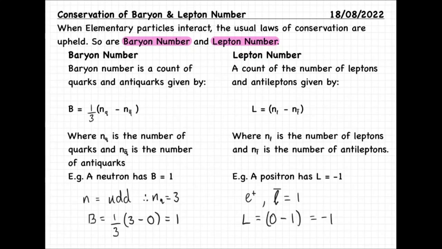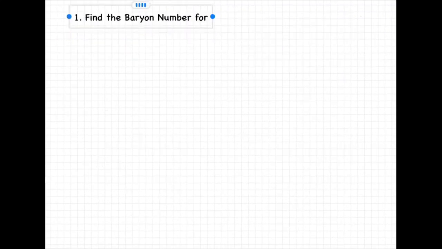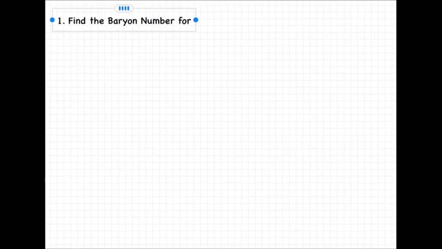Let's do a check for understanding. Okay, so find the baryon number for, and again, you won't be asked this question on the exam. But you do need to know what to expect with baryon number, and whether it's conserved or not. You don't have to get that from a quantitative approach, but it's the best way to do it.